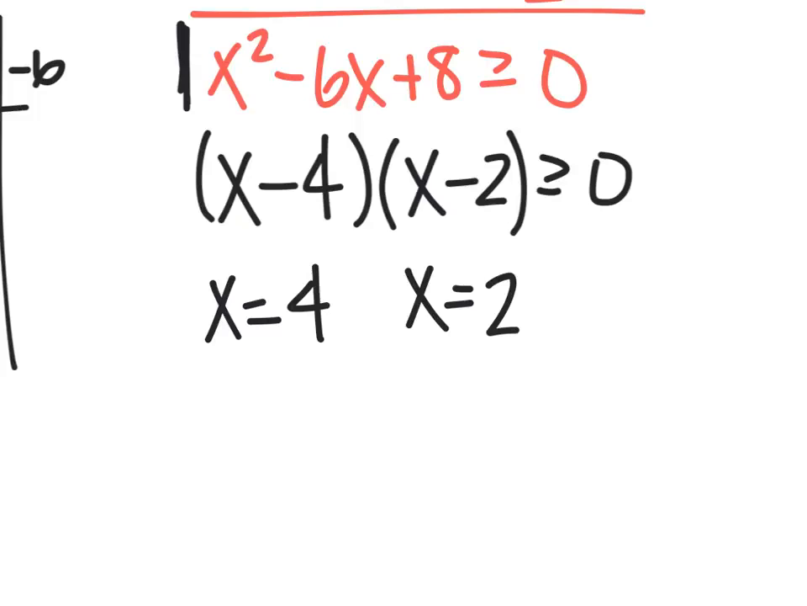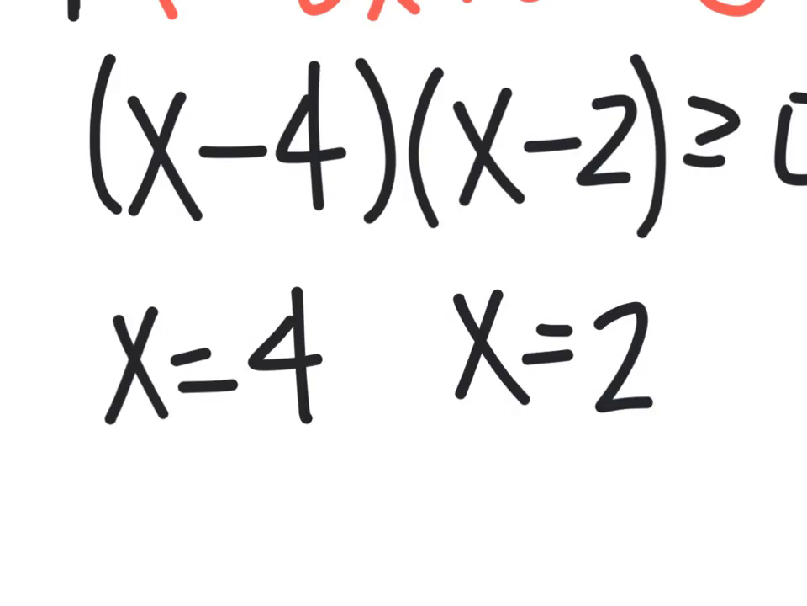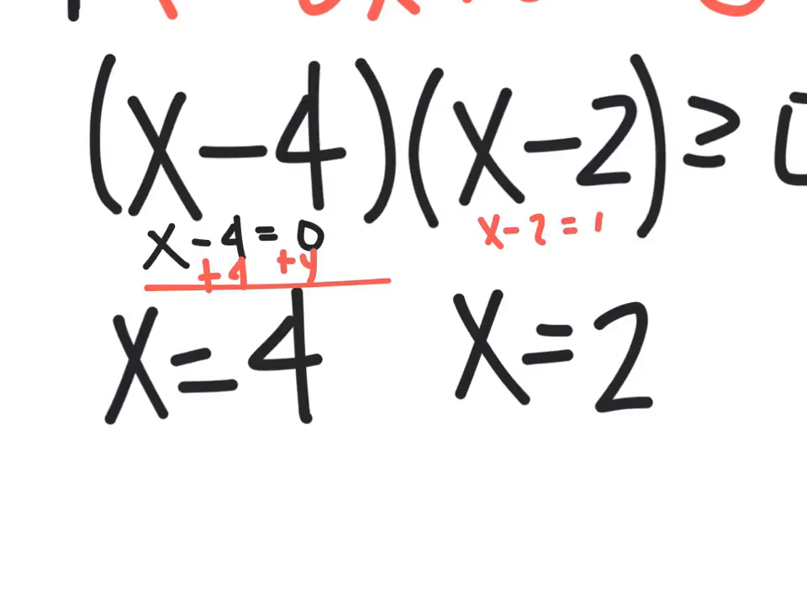And the reason they're switching signs, I'm not making this up, is because when I'm getting rid of my x, to find the x-intercept, I'm setting x minus 4 equal to 0, and then I'm adding 4 to both sides. And 0 plus 4 is going to give me that positive 4. And then to get x minus 2 equal to 0, I am adding 2 to both sides, and I'm going to get x equals positive 2.